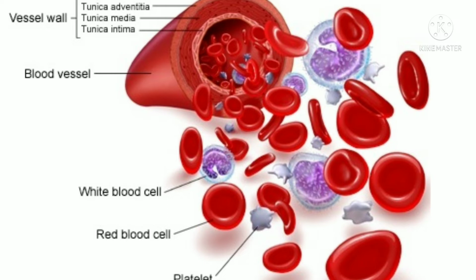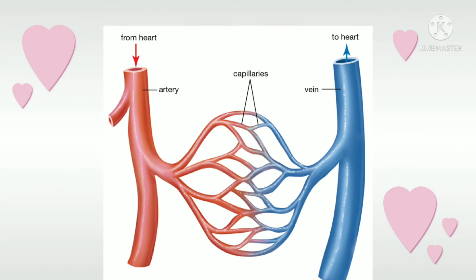They fight bad bacteria, viruses, and others that cause infection. The last form components are the platelets or the thrombocytes. They are the smallest of form components of blood that help in blood clotting. The blood vessels. The blood vessels are the vast networks of small tubes that carry blood throughout the body.